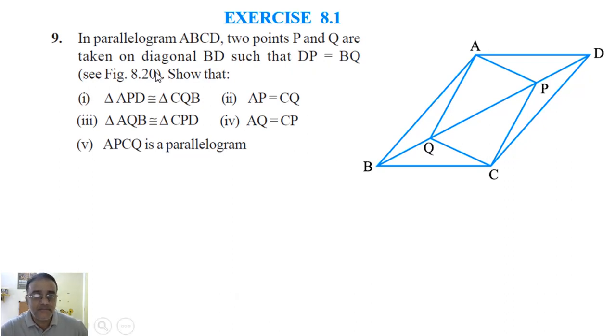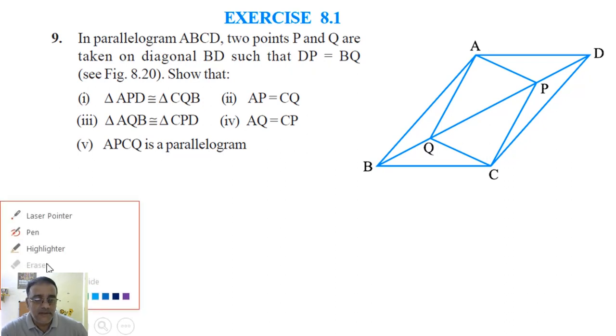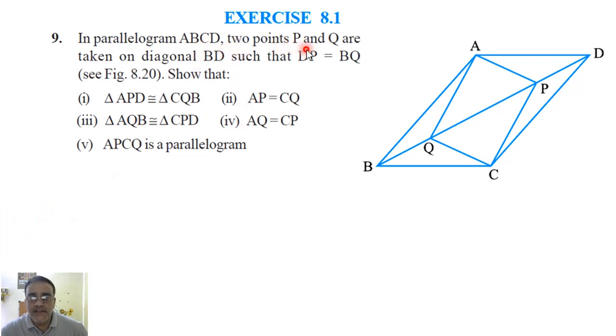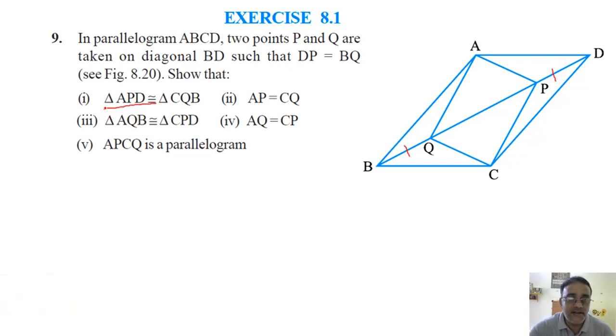This is the 9th question. In parallelogram ABCD, 2 points P and Q are taken on the diagonal BD such that DP is equal to BQ. So these two are equal, BQ and DP. We have to show that these two triangles are congruent, and these two are equal. Then we prove the two triangles congruent, and lastly we have to show that APCQ is a parallelogram. So let us start with the first bit.